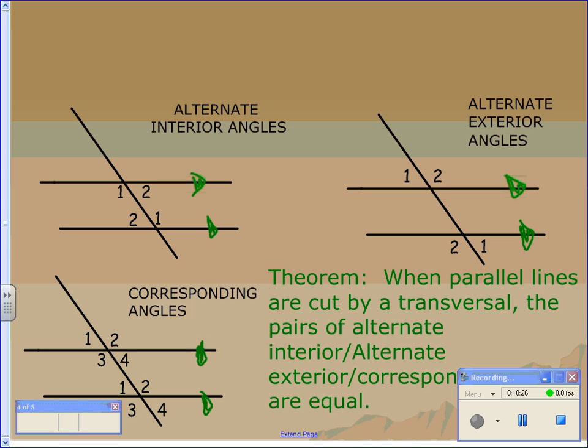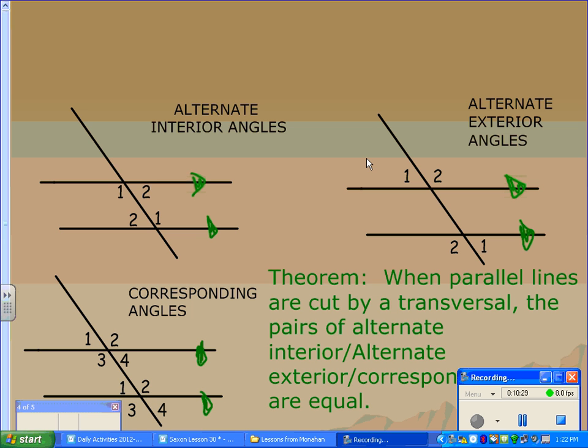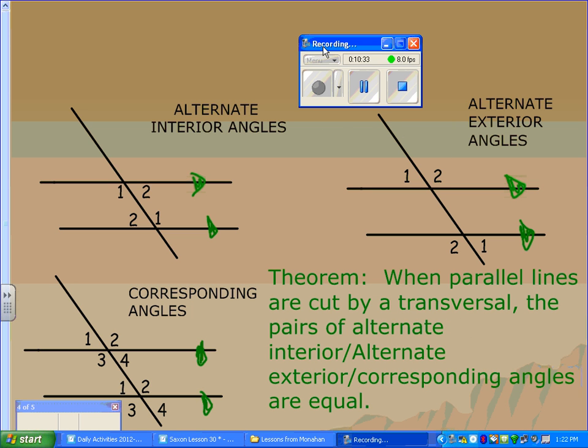So this is a theorem. You don't have to know it word for word. You just need to understand the concept of it. Whenever you have parallel lines that are cut by a transversal, you've got parallel lines that have a transversal going through them. The pairs of alternate interior angles, alternate exterior angles, and the corresponding angles are congruent. Does that make sense?